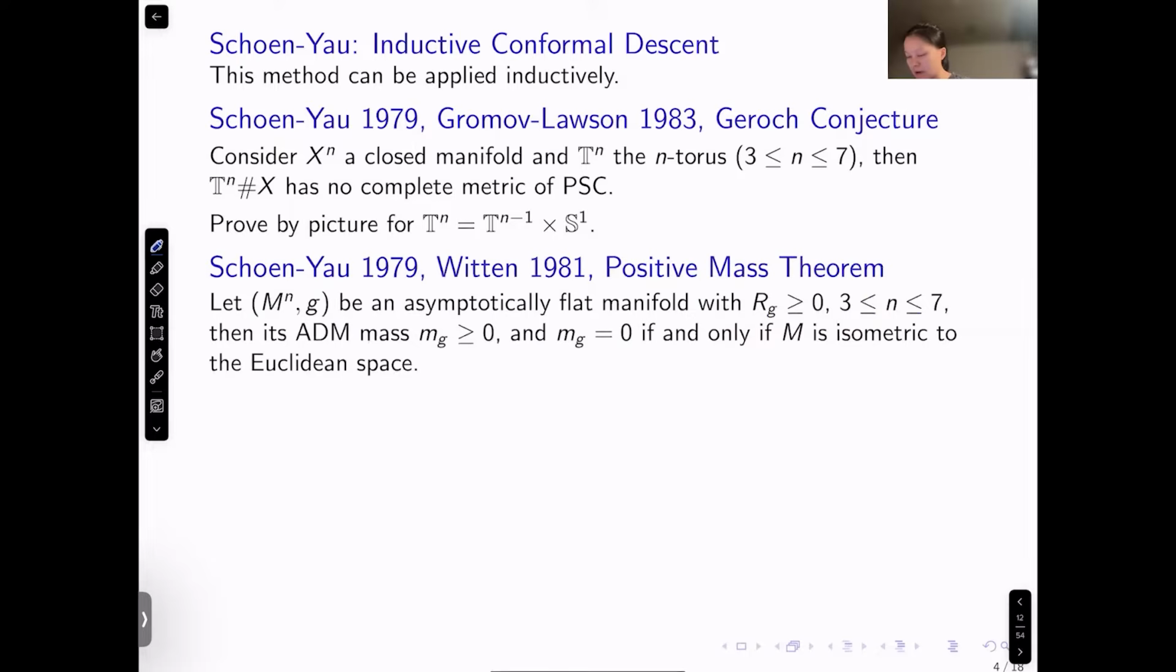And this has important applications, for example, in the positive mass theorem, where they prove that if you have non-negative scalar curvature, and if the dimension is between 3 and 7, where you don't have a singularity issue with respect to this minimizing process, then the ADM mass has to be non-negative. And it's equal to 0 if and only if it's isometric to Euclidean space. So that's a very useful tool to find stable minimal hypersurfaces.